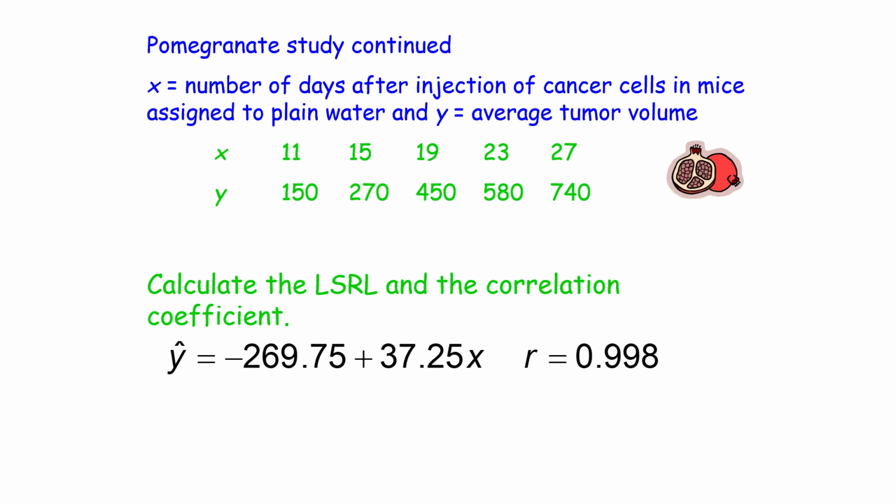So you should have gotten y hat equals -269.75 plus 37.25x, where r had a value of 0.998. So here we see a really strong correlation, right? So we want to interpret the slope and the correlation coefficient in context.